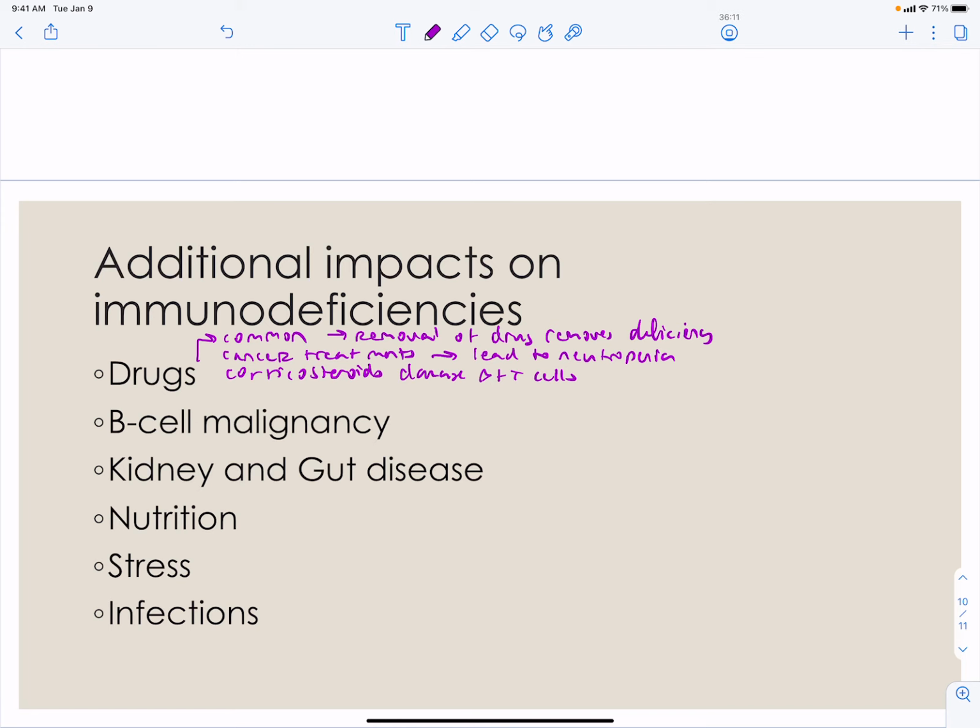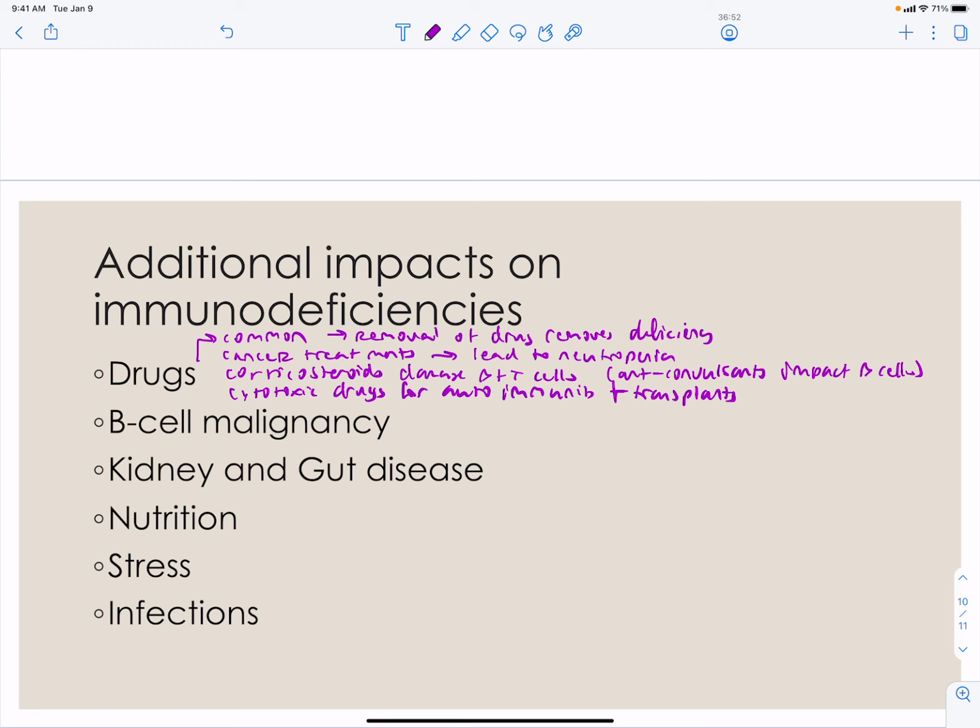are going to damage B and T cells. And then you can also have anticonvulsants, which can impact B cells. You also have cytotoxic drugs that are going to be used for autoimmune disease and transplant prophylaxis. And these can eliminate T and B cells, for example.